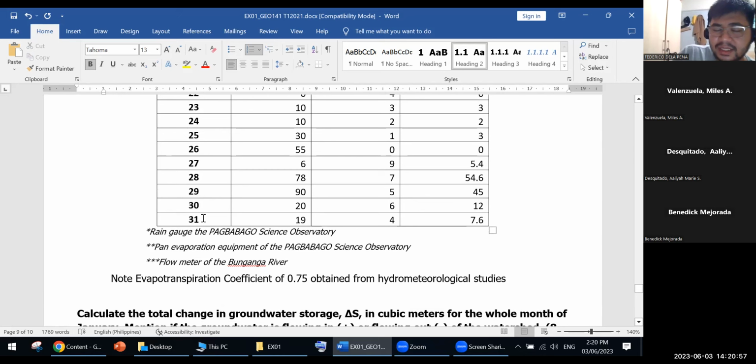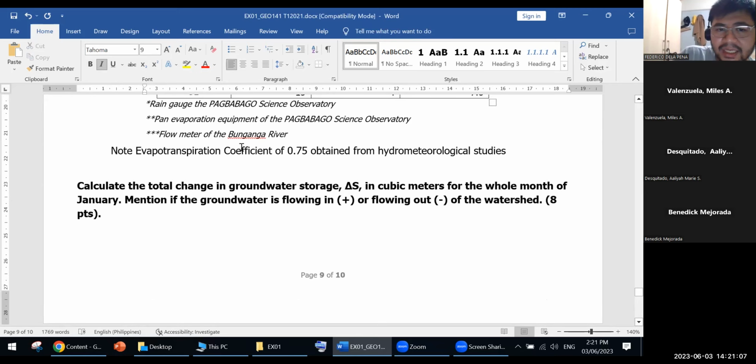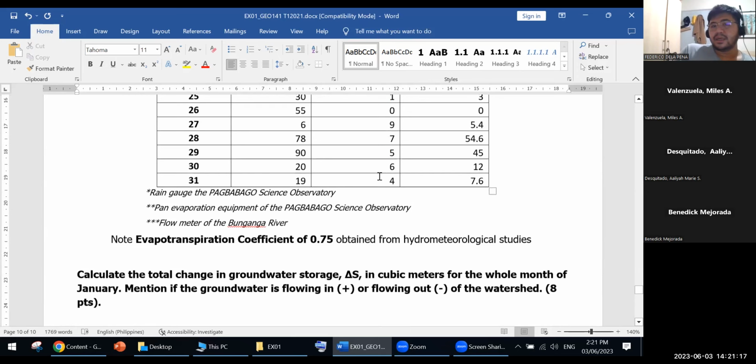Pero just a reminder, no? Dito sa problem na to, January has 31 days, no? Yung kanina kasi June has 30 days, so you have to account for that. And you also have a different evapotranspiration coefficient. You have 0.75. Okay. Alright, so that's the tutorial for today.